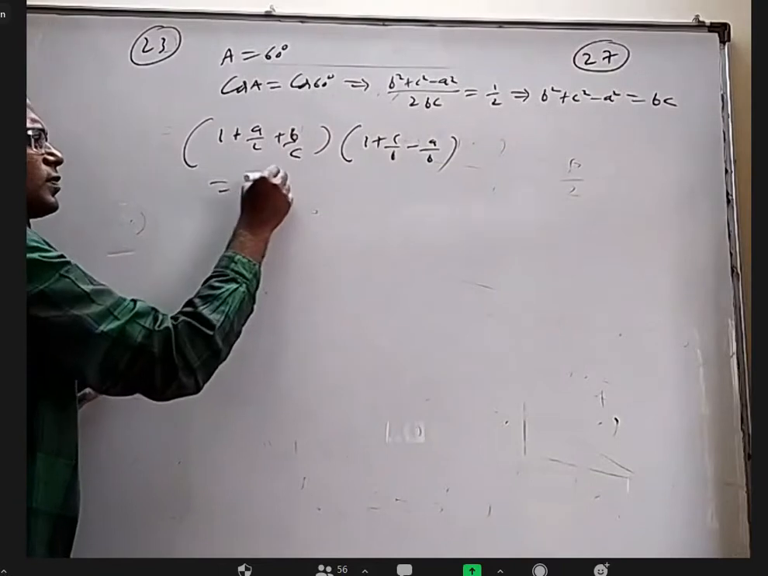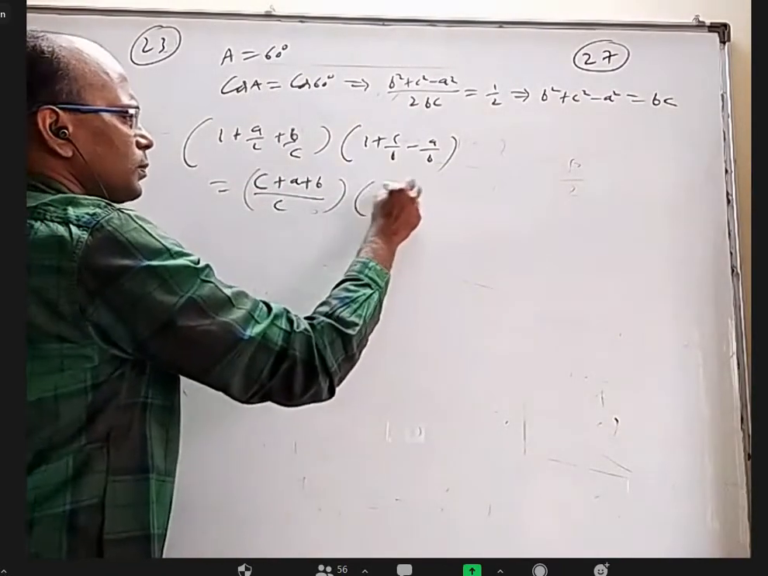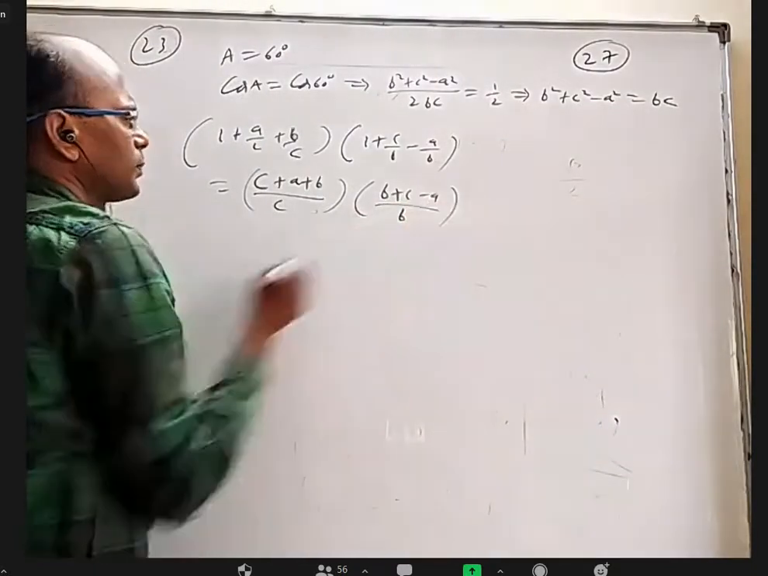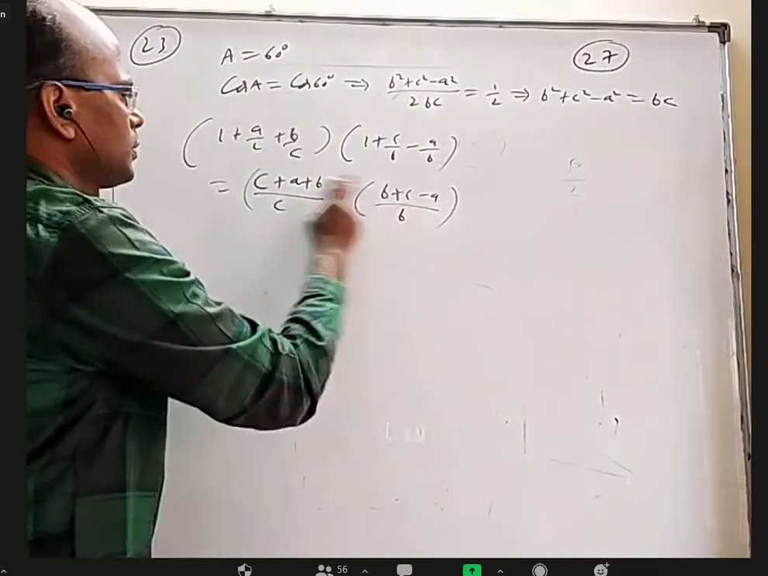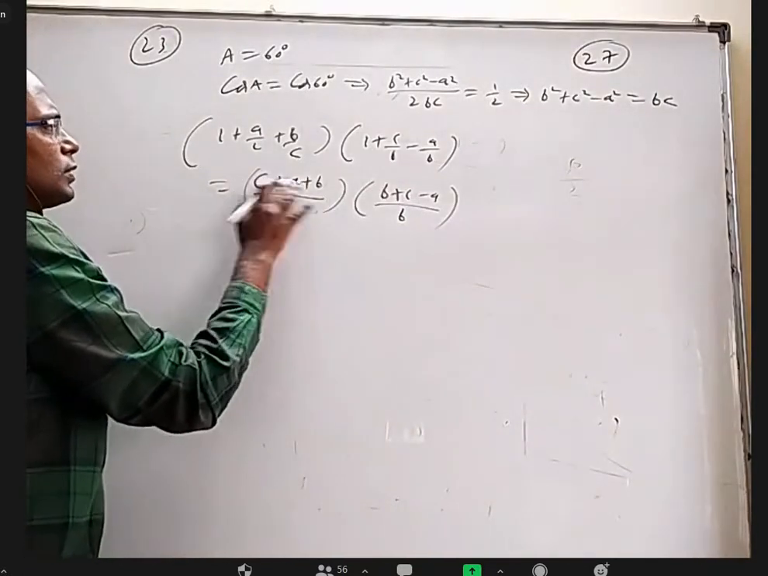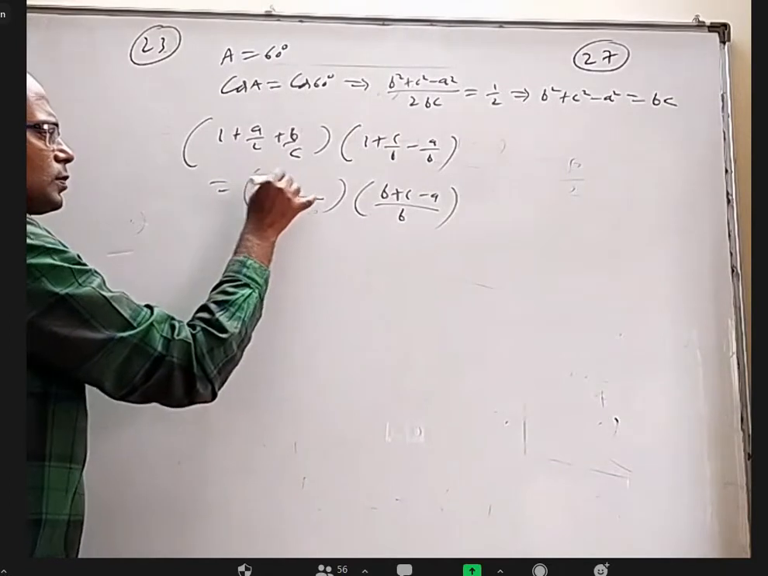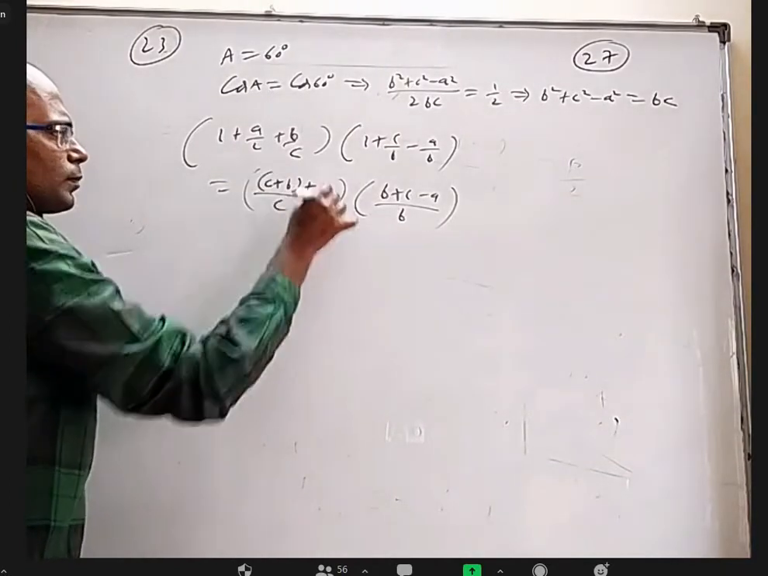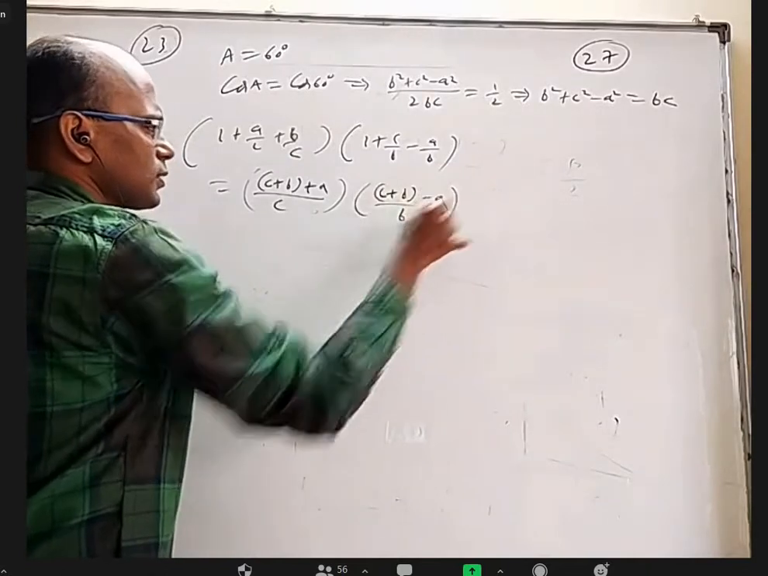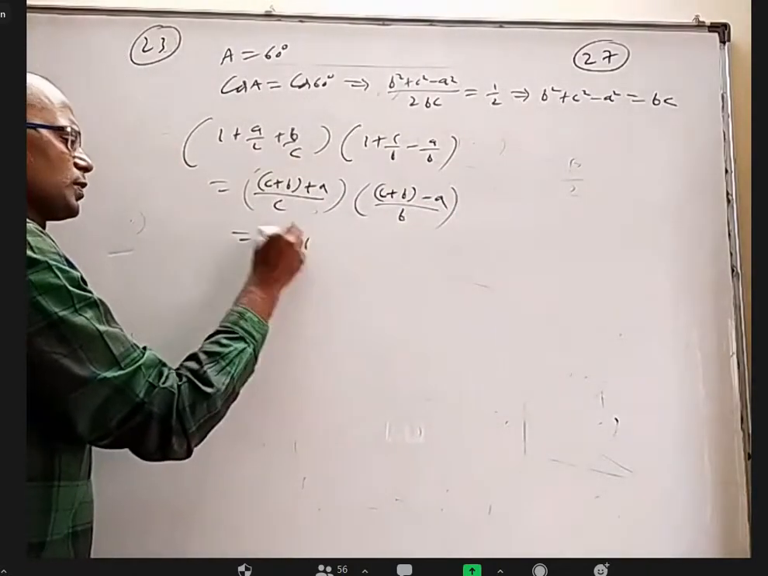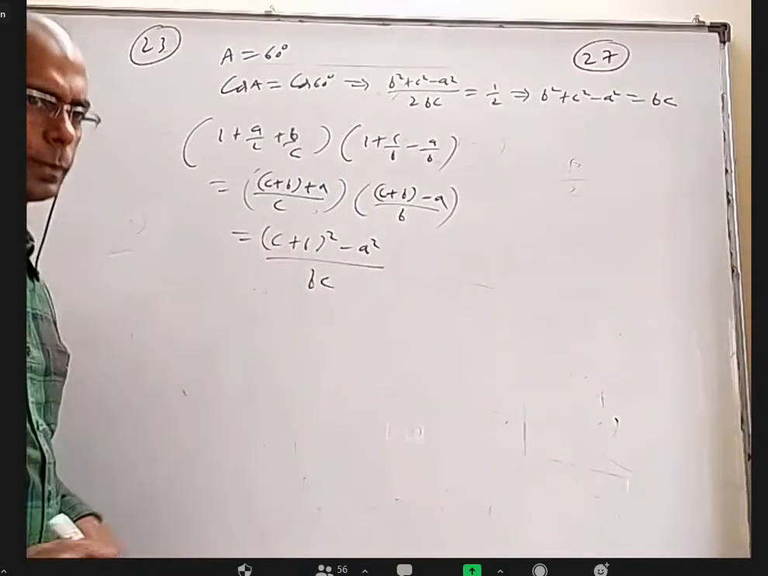Okay, when I take LCM, this is (C plus A plus B) by C, and this is (B plus C minus A) by B. Here and here, same C is there, same B is there. So this is actually C plus B plus A, and here C plus B minus A. So it will come (C plus B) whole square minus A square by BC.